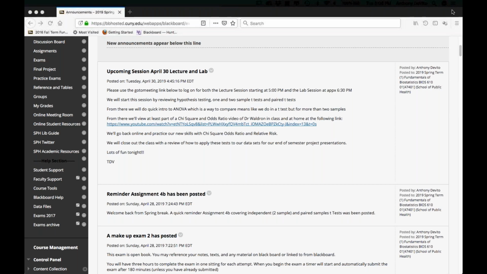The latest homework that's posted is 4B. 4B is a couple of problems on paired samples, the paired samples and independent sample t-tests.